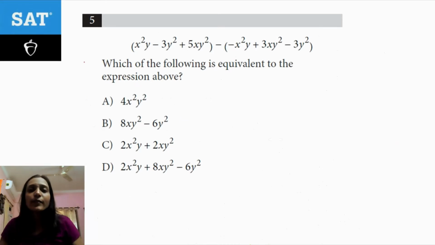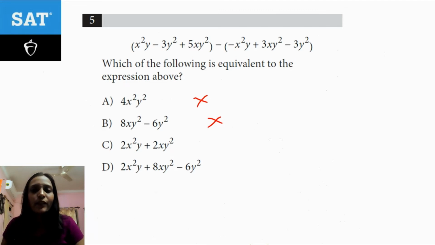Here we have to simplify it. So you add the values which have the same exponent. So x²y minus negative x²y — minus a minus would be plus. So you're looking for 2x²y. So you can eliminate both these options because neither of them has 2x²y.